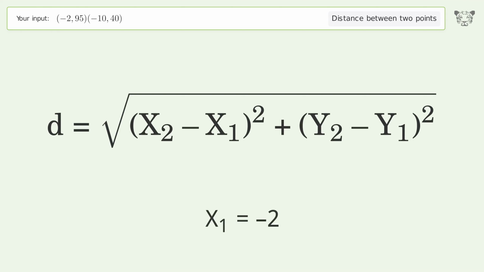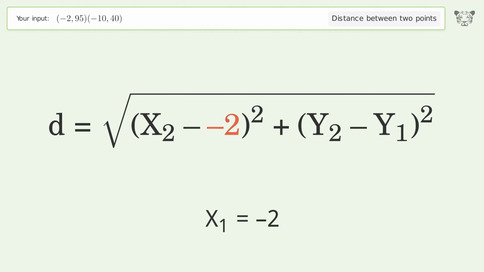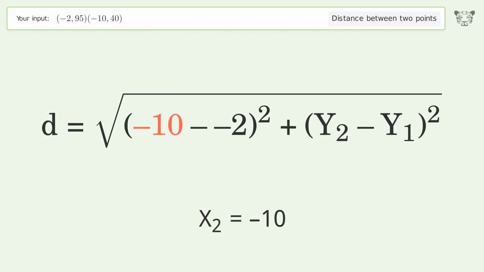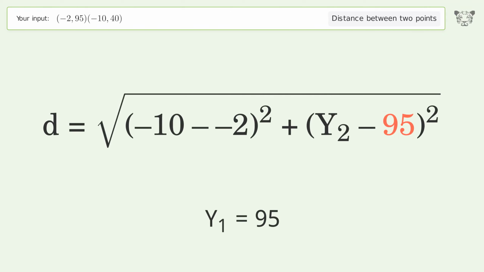x1 equals -2. x2 equals -10. y1 equals 95. y2 equals 40.